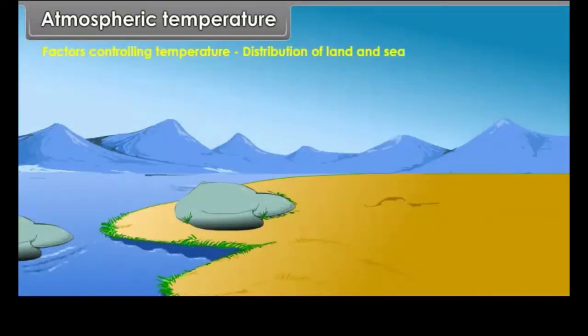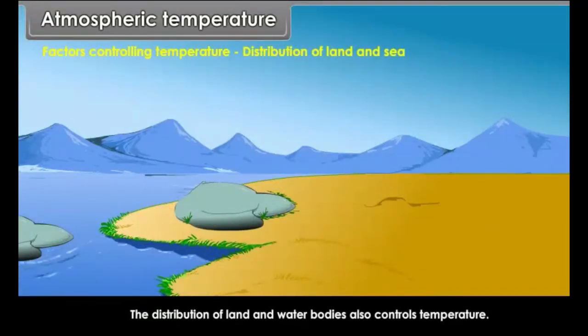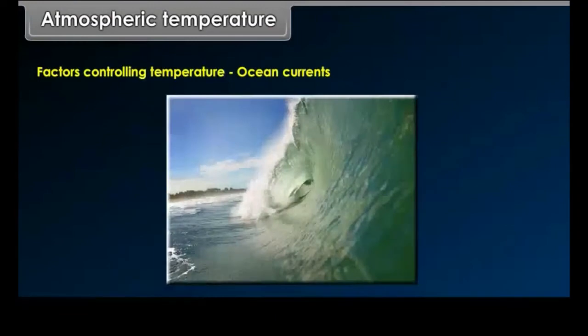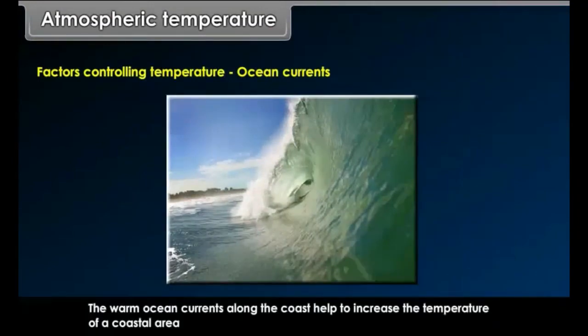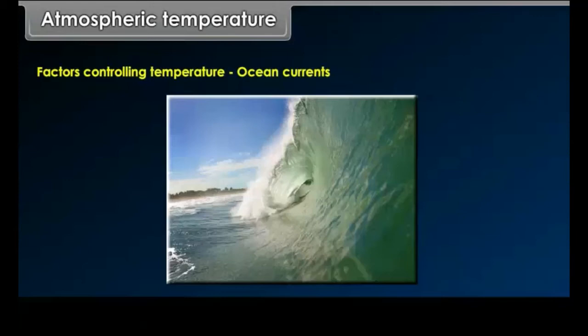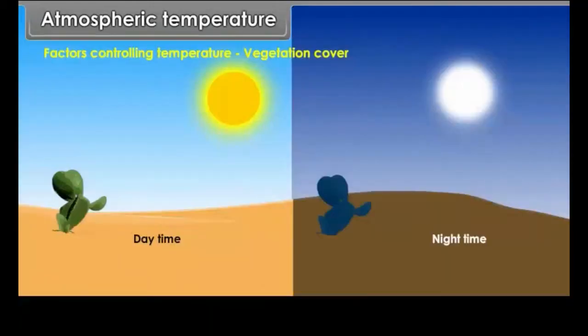Distribution of land and sea. The distribution of land and water bodies also controls temperature. During the daytime, Earth gets heated quicker than the sea water, and during night, the land releases heat more quickly than the sea water. Ocean currents. The warm ocean currents along the coast help to increase the temperature of a coastal area, while cold ocean currents help to decrease the temperature of a coastal area.